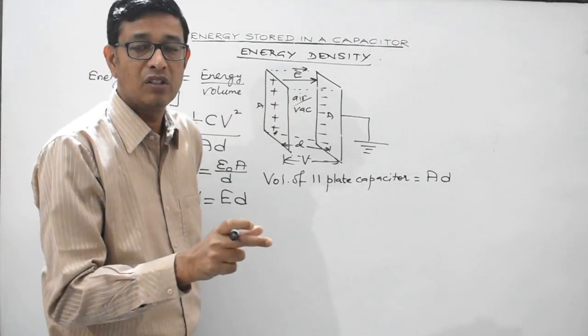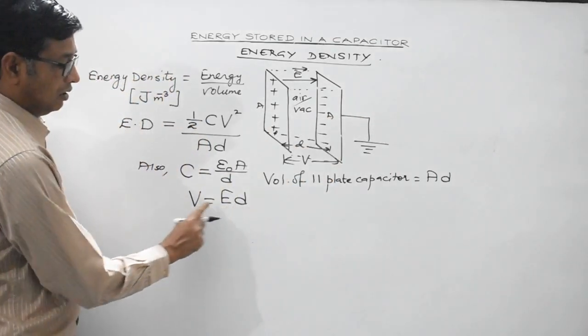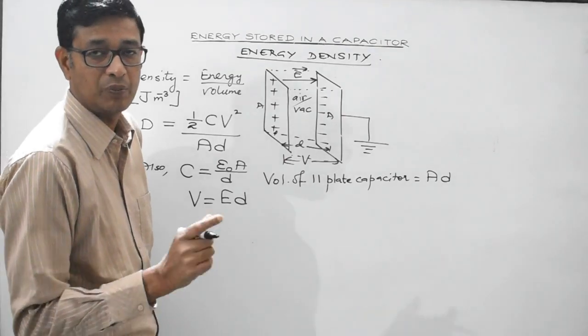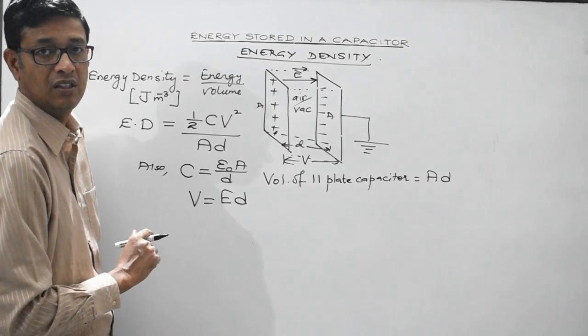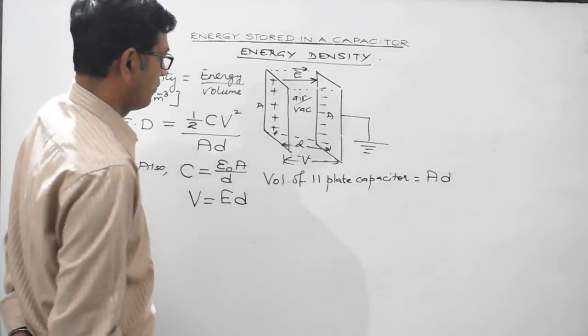Electric field in magnitude is given by the potential gradient, right? So from there, you can easily get V equals ED. The potential difference across the plates is given by the strength of the electric field multiplied by the distance between the two plates. This is valid only when the electric field is considered to be uniform.